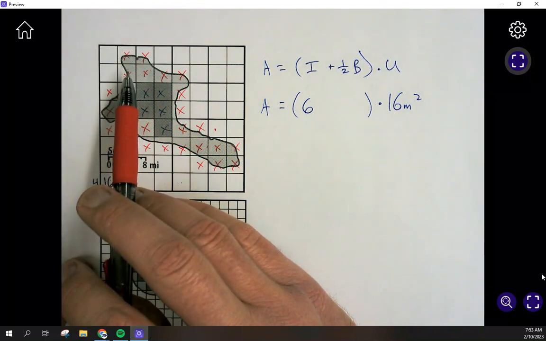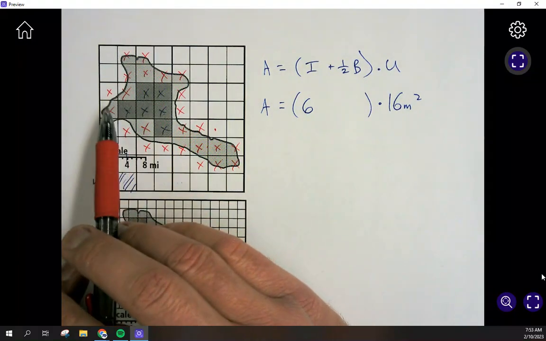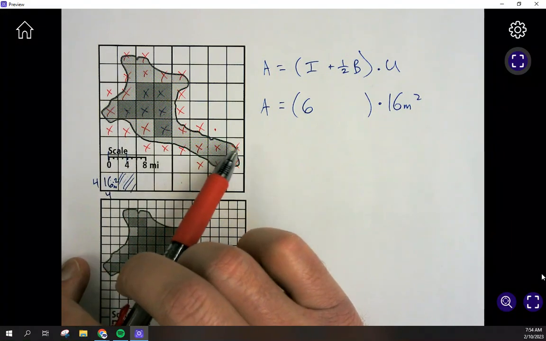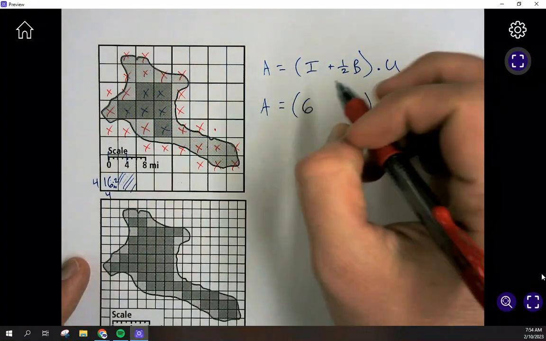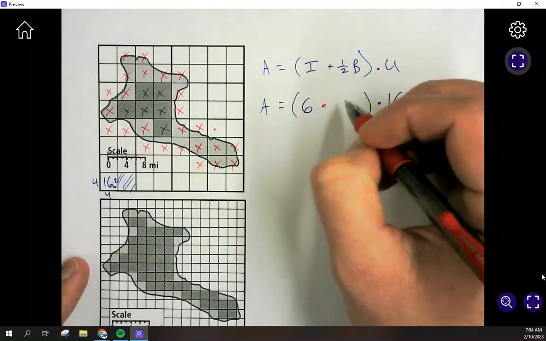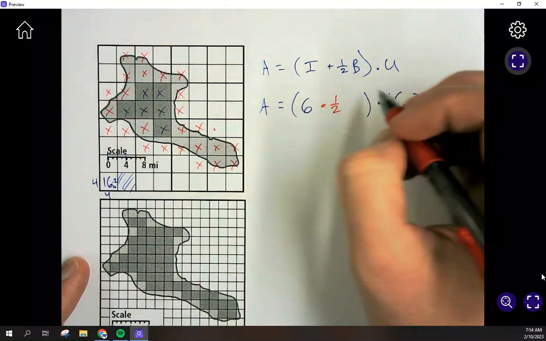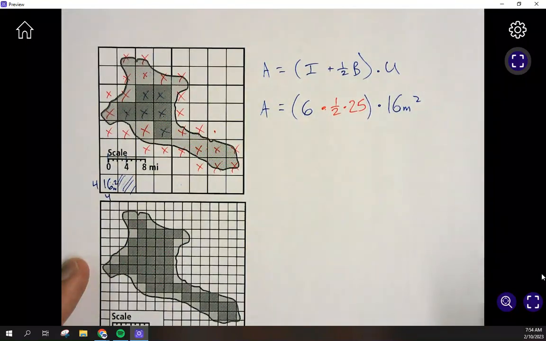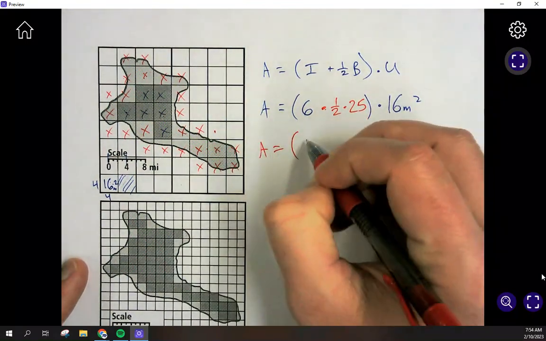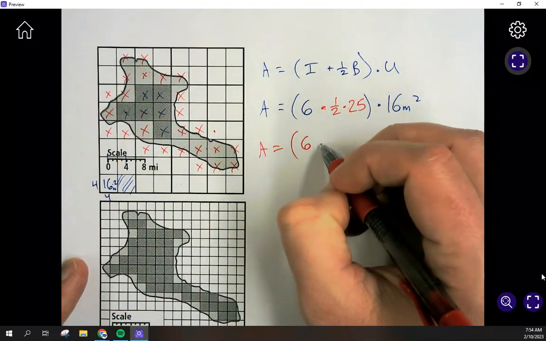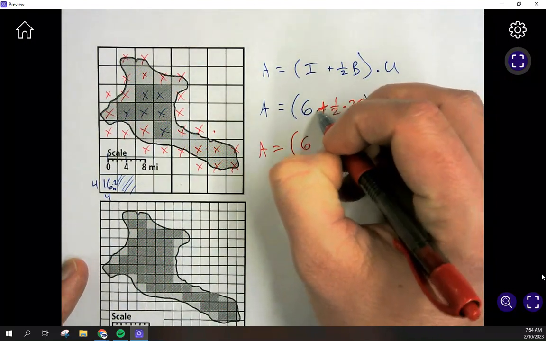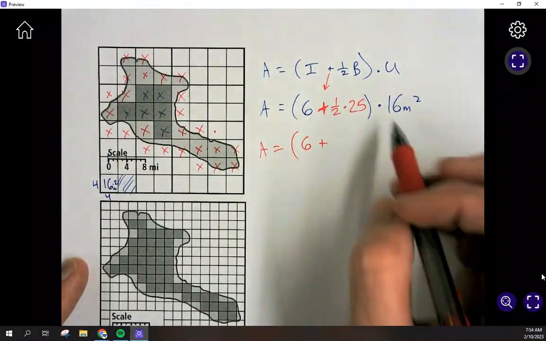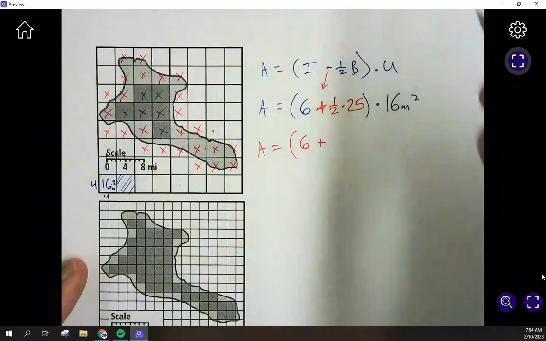So we have 1, 2, 3, 4, 5, 6, 7, 8, 9, 10, 11, 12, 13, 14, 15, 16, 25. Okay, now remember, those don't count as 25 full boxes because they're not full. So it's going to be 1/2 times 25. That's important. So I'm going to show every step here. 6, and this should be plus, right? Be careful. 6 full boxes plus 25 half boxes, basically.